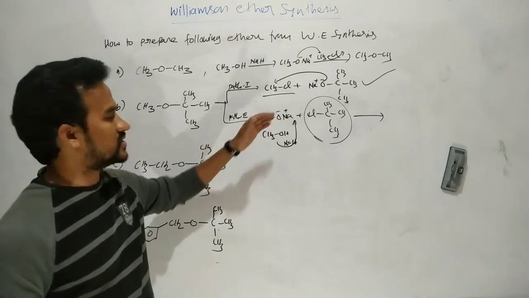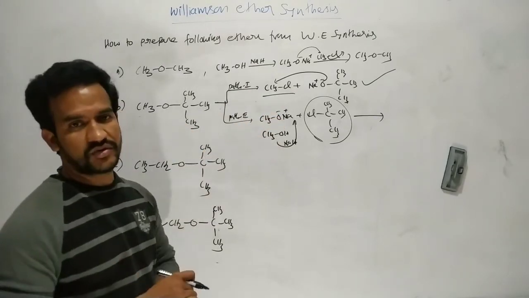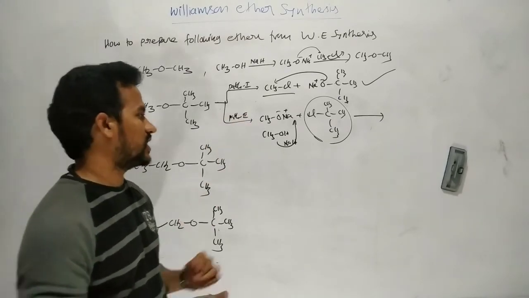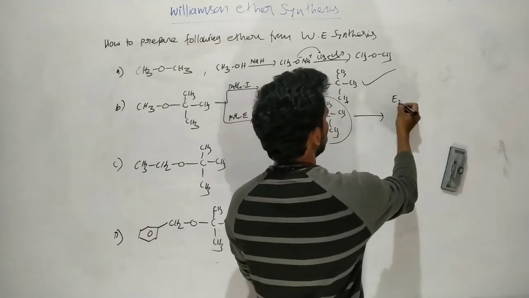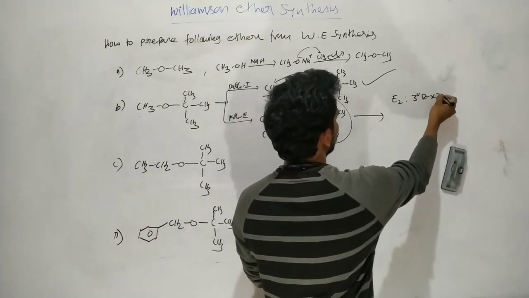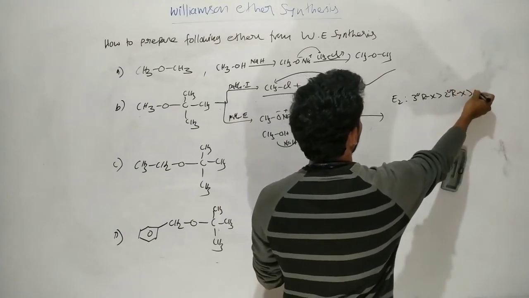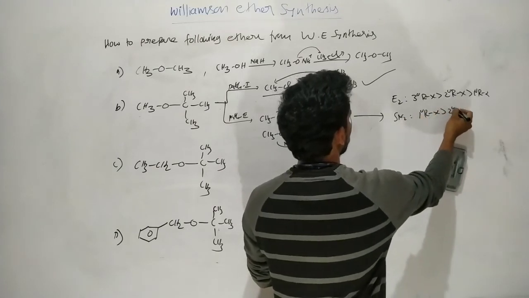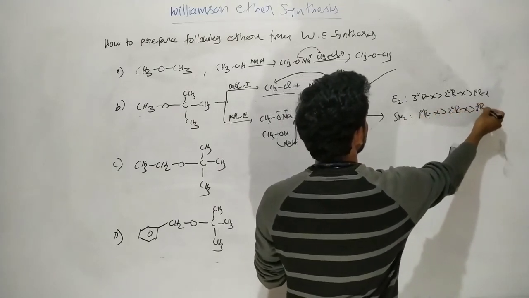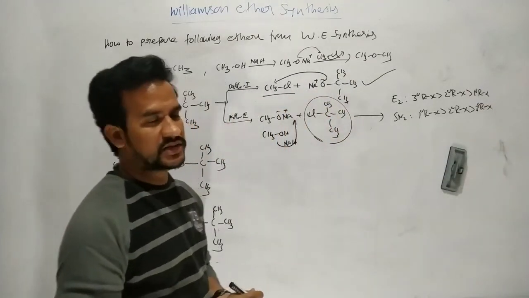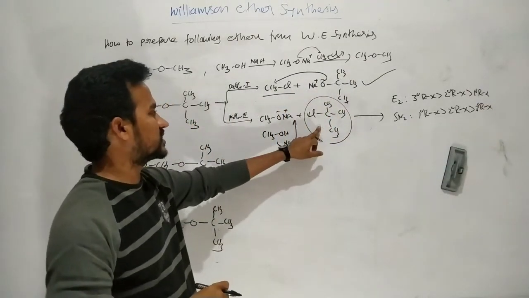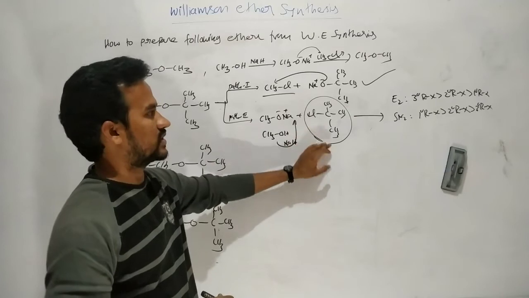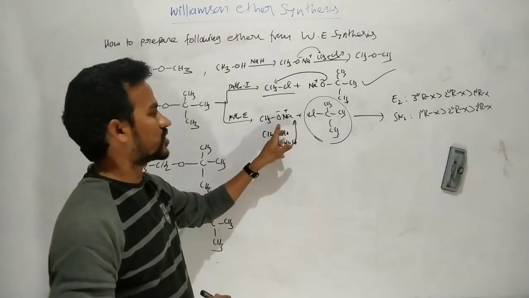And as a charged species, that is a strong nucleophile that favors SN2 reaction, and as a strong base that favors the E2 reaction. In E2 reaction, tertiary alkyl halides are more reactive than secondary alkyl halides. But in SN2 reaction, primary alkyl halides are more reactive, and tertiary alkyl halides are least reactive. So this tertiary alkyl halide is not suitable for the SN2 reaction, but it is the most suitable for the E2 reaction because this is a strong base.